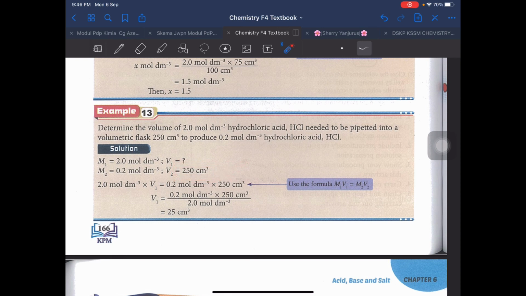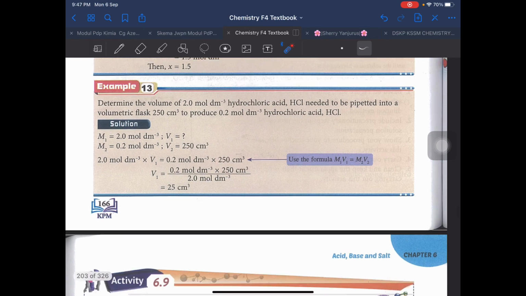Okay, so according to the formula M1V1 equal to M2V2, you just need to put everything into its place. This is M1, V1, M2, V2. Darab, bahagi, dapatlah 25. Rupa-rupanya, you need to add 25 cubic centimeter. Then you can produce 250 cubic centimeter of hydrochloric acid yang lebih cair.